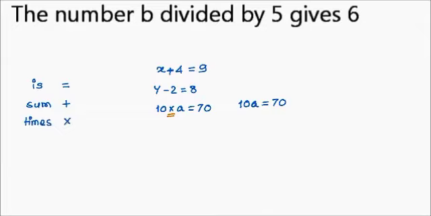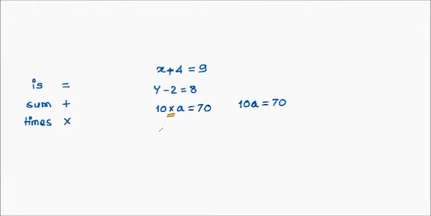Number b divided by 5 gives 6. Number b divided by 5 gives 6. So again this word "gives" means equal to. Gives is equal to.